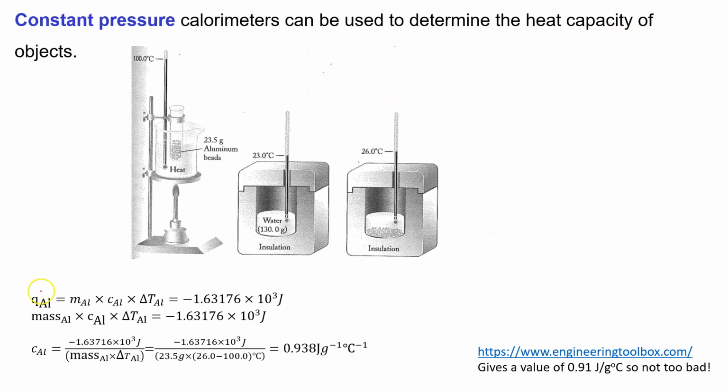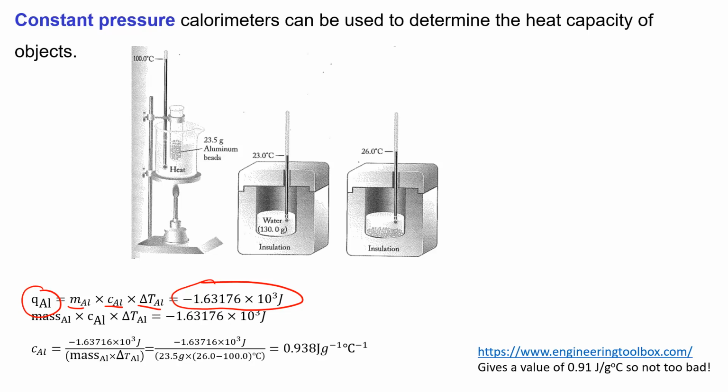Well, the heat transferred out of the aluminum is given by the mcΔT equation. It's just the mass of the aluminum times the heat capacity of the aluminum times the change in temperature of the aluminum. And we just determined that that was equal to negative 1.63176 × 10^3. So what we can do is reorganize this.